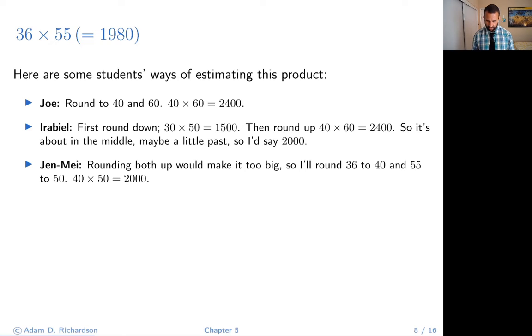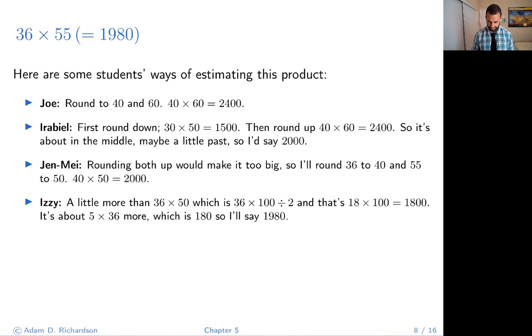Let's see, Jen May said rounding both up would be too big, so I'll round 36 to 40 and then 55 to 50. That's what I did. So I did the same thing that Jen May did here and got 2,000. Notice this is pretty close. The exact answer is 1,980.